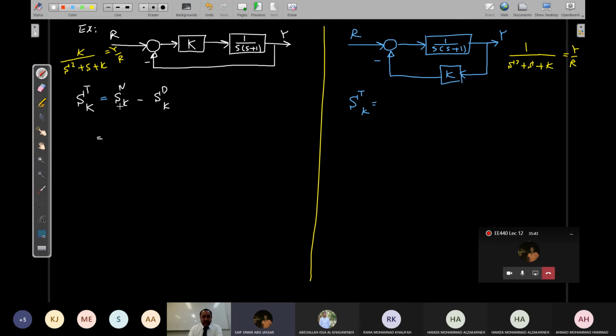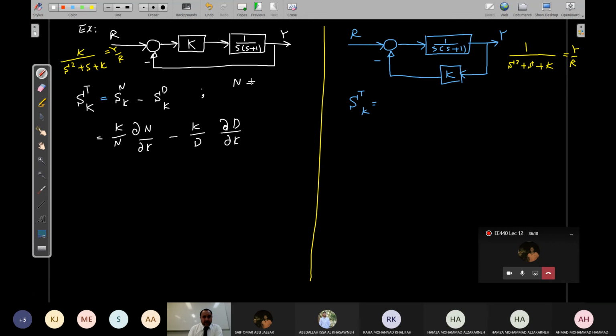Okay. So the first one is actually what we call it. This one is the K over N, and N is one. Partial K. So the first one is one, correct? The first one, I will do it here for you. This actually is K over N partial N partial K minus K over D partial D over partial K.